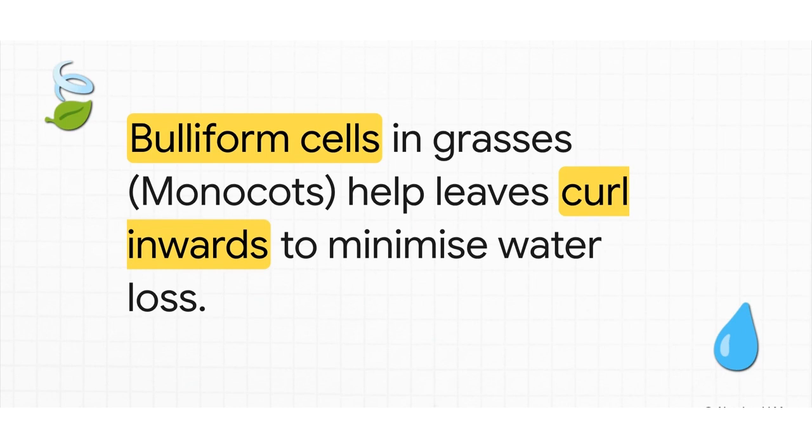And here's a special point, important for NEET. Have you heard of bulliform cells? Bacho, these special cells are found in grasses, which are monocots. Their job is amazing. When there's a water shortage, these cells help the leaf curl inwards to minimize water loss. It's a really cool and important adaptation.